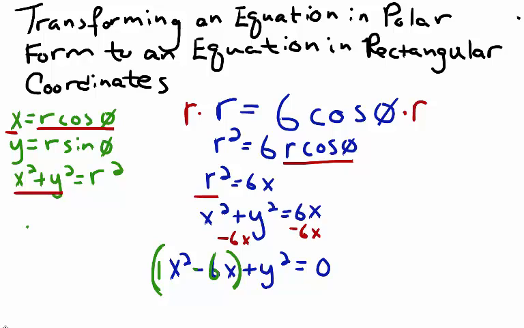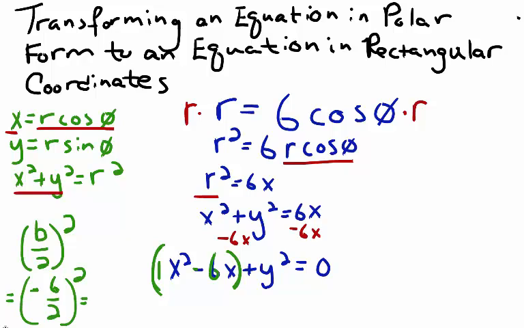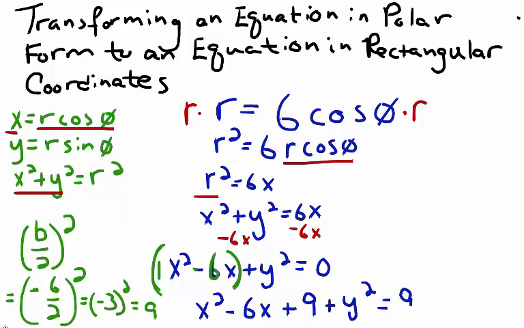When we complete the square, we take our b term, divide it by 2, and square it. So in our situation, we'll take -6 divided by 2, square the whole thing. That gives us -3 squared, which is equivalent to 9. Now we'll rewrite our equation. So we have x squared minus 6x plus 9 plus y squared equals 9. We have to make sure that we add the constant 9 to both sides of the equation.